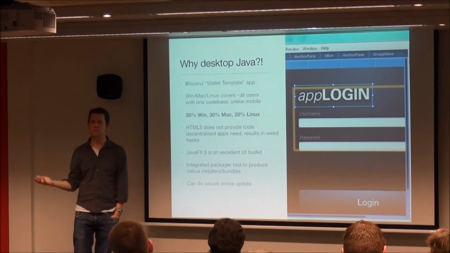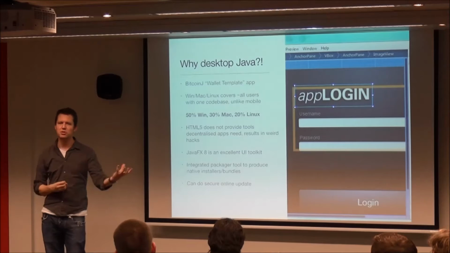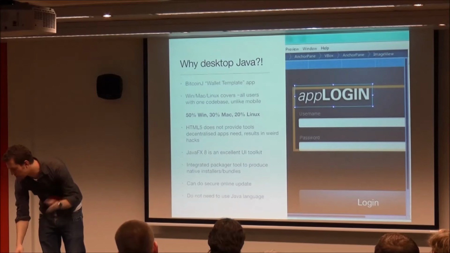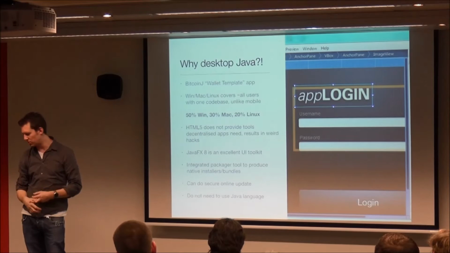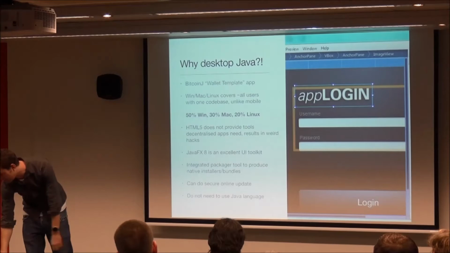So this is a good balance between the needs of security and decentralization, but the needs of an easy user experience as well. So there's a whole bunch of reasons. And although I did use Java 8 for this, you don't have to. You could use like Python or Ruby or JavaScript or Haskell. There's a dialect of Haskell as well, if you wanted to use this. Like, basically any modern language.